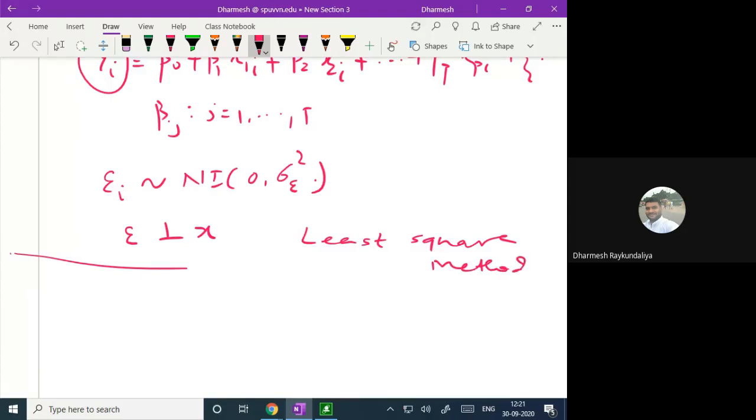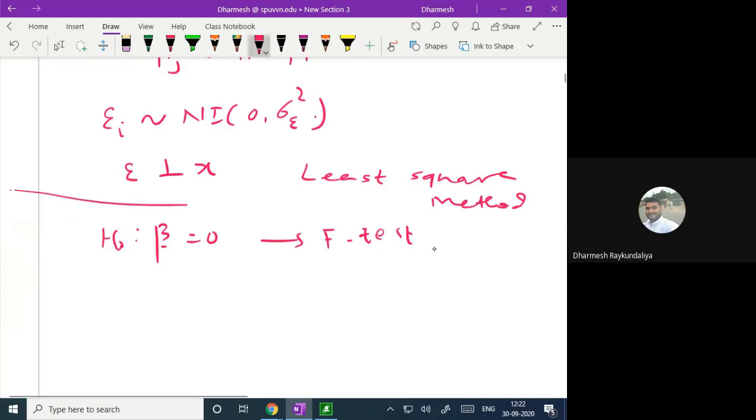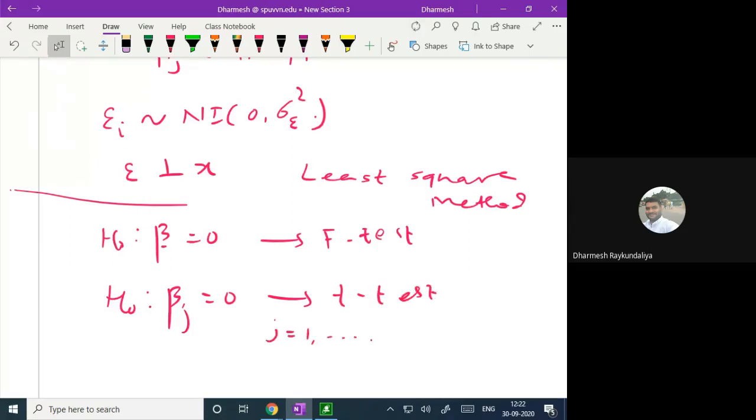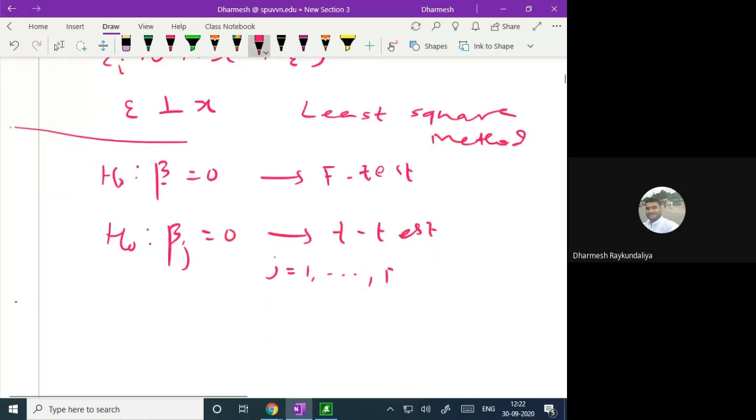And then we perform the testing of several parameters using the F-test, and testing of an individual regression coefficient using the t-test. Okay, and then we finally develop the model. After developing the model, we have seen the goodness of fit criteria.